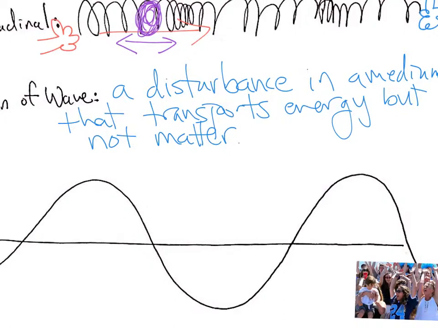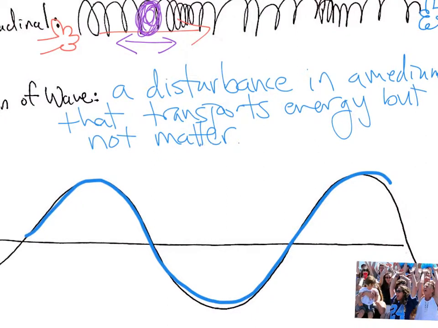So, a disturbance in a medium. Let's pretend we have an ocean wave here. It's not breaking yet. Here's our ocean wave. A disturbance in a medium. The medium is whatever material the wave is actually passing through. So in this case, the ocean, or the water molecules, would be the medium. A disturbance, meaning they're not perfectly still, they're moving around. And the wave itself transports energy but not matter.